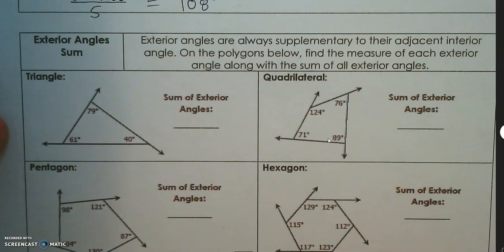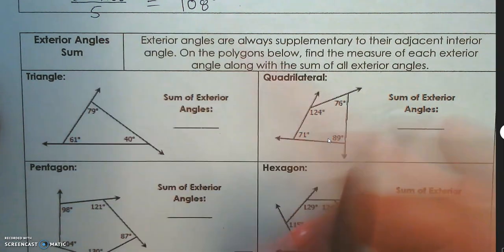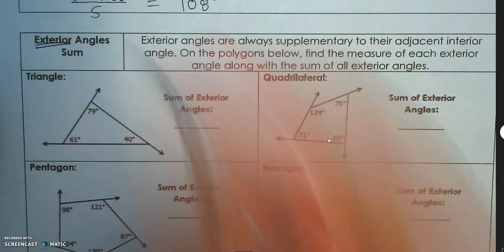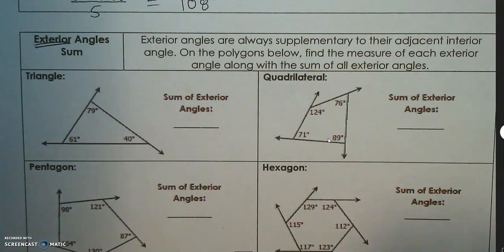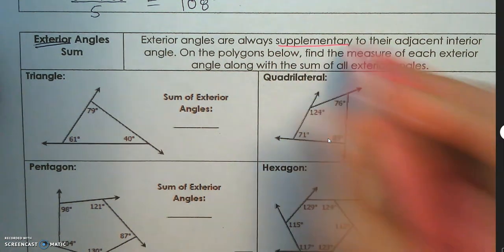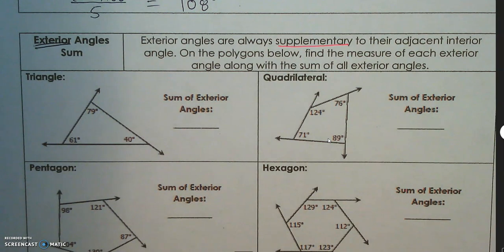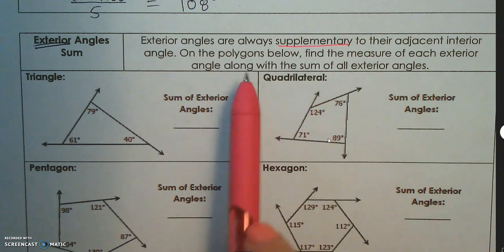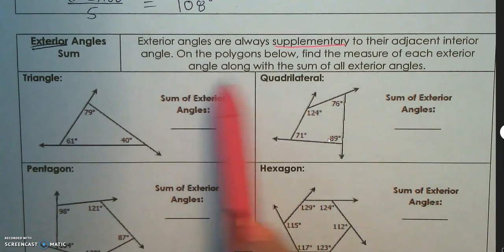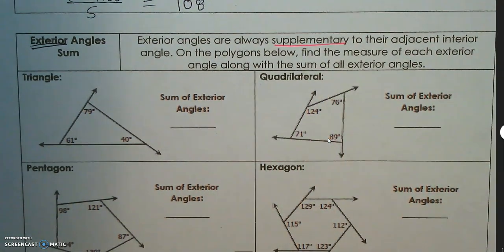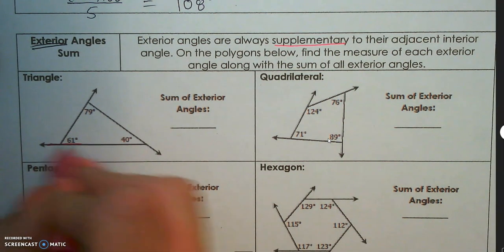All right, now let's talk about the exterior angle sum. So we talked about interior, but now we are talking about exterior. Exterior angles are always supplementary, right, they sum to 180 degrees with their adjacent interior angle. On the polygons below, we're going to find the measure of each exterior angle along with the sum of all the exterior angles. Okay, so we have a good example of a linear pair right here, right?